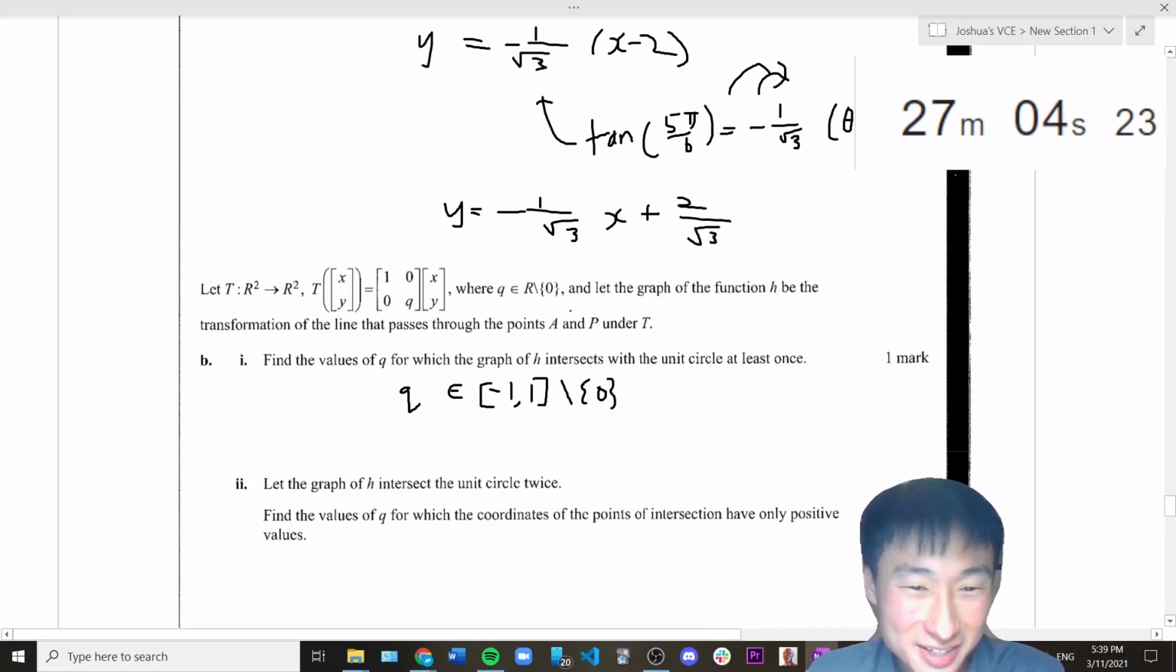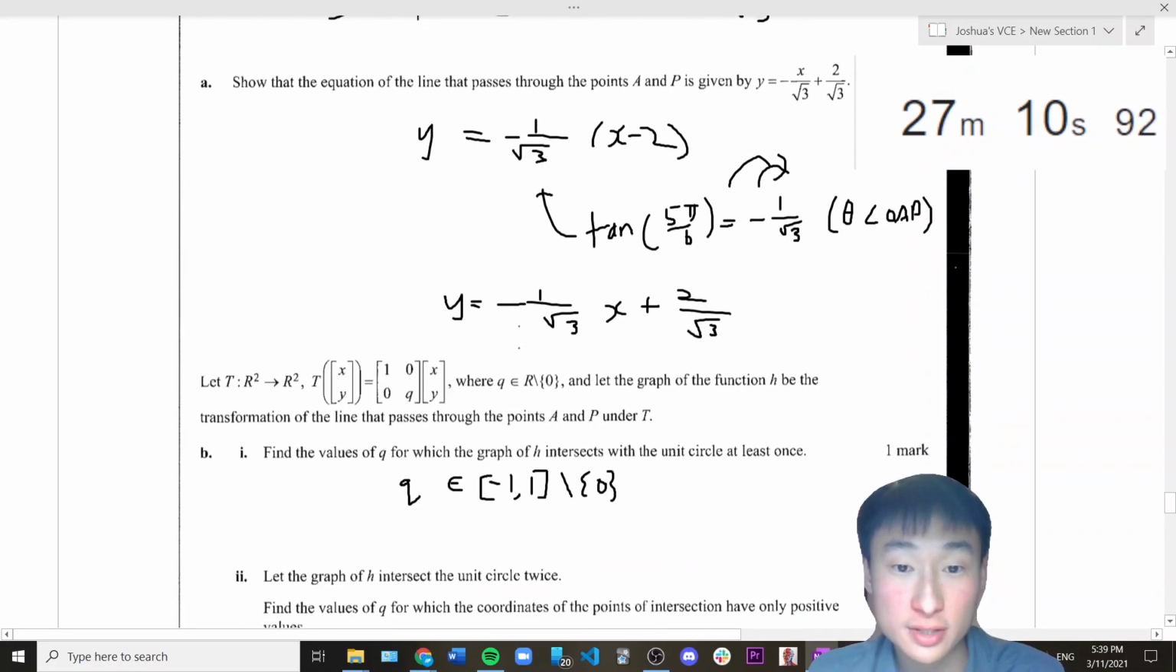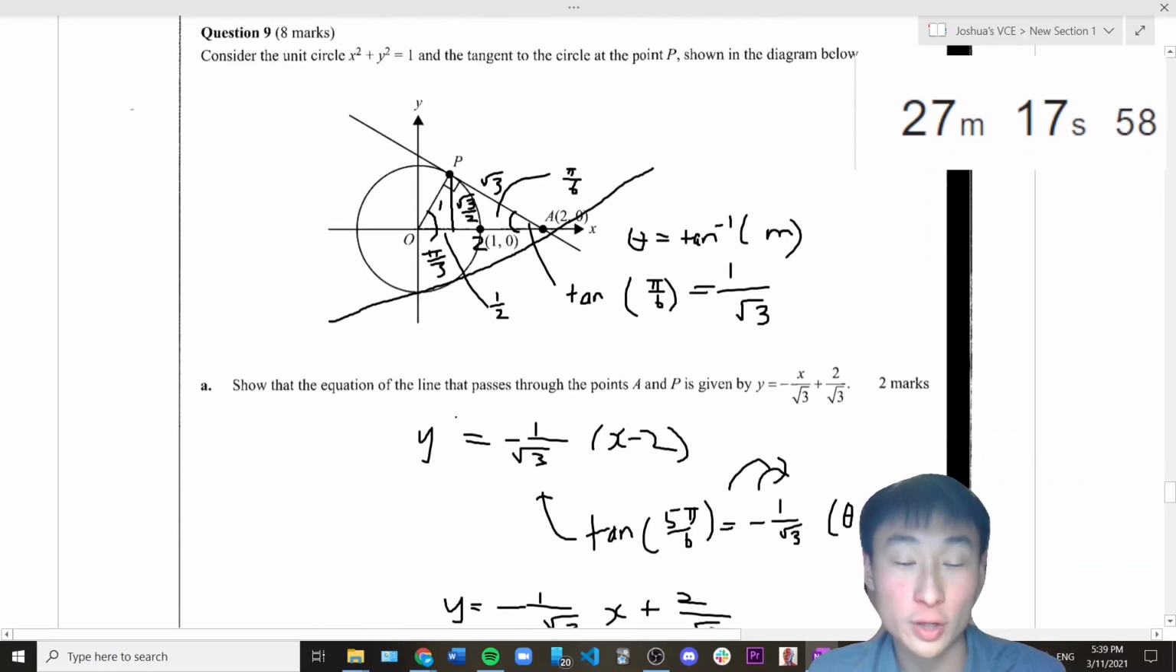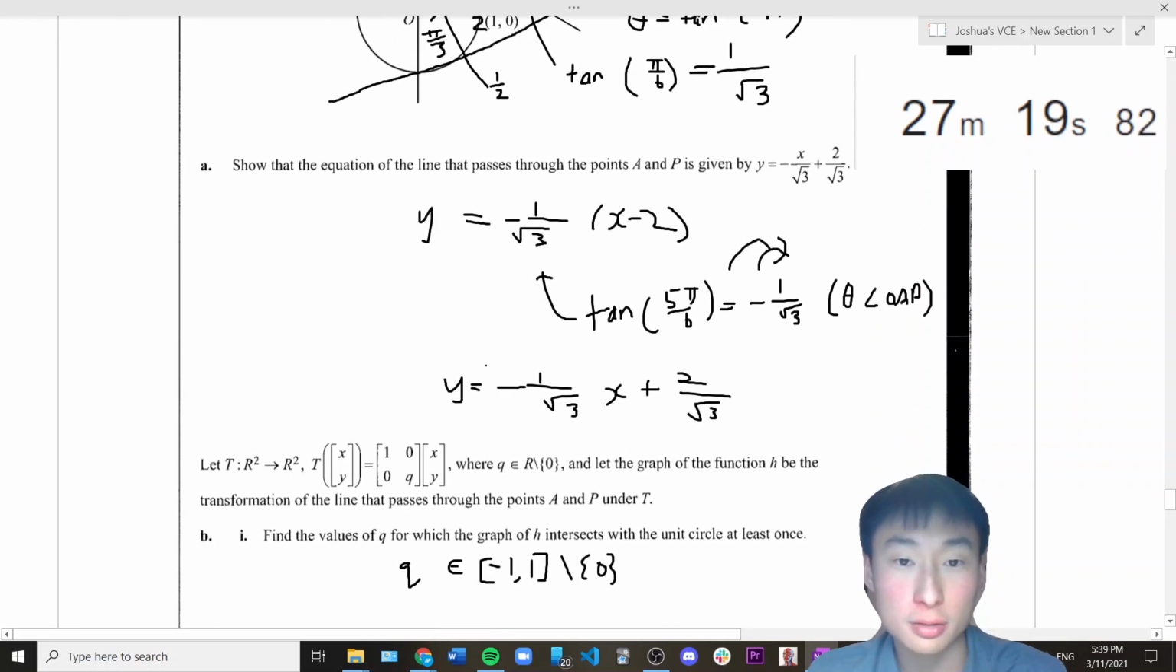Is that it? Find the values of q for which the graph intersects with the unit circle. So if it's negative 1, then it's a reflection in the x-axis, so that's a perfect line here. If it's between negative 1 and 1, then yeah, that looks right.